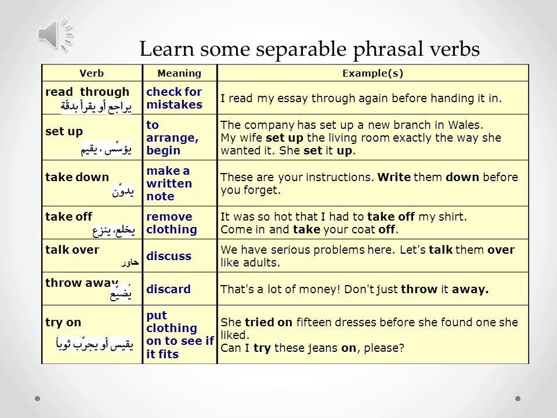Set up means to arrange, to begin. Example: the company has set up a new branch in Wales. Next example: my wife set up the living room exactly the way she wanted it. And the last example: she set it up. Notice that when we use the pronoun, then the phrasal verb has to be separated.